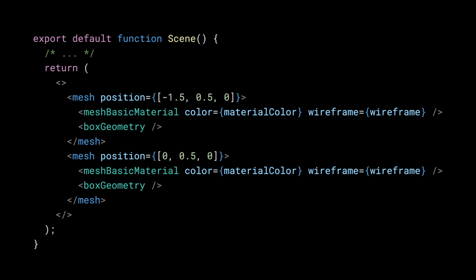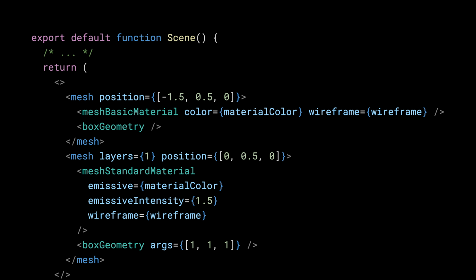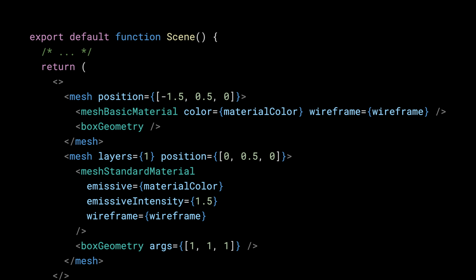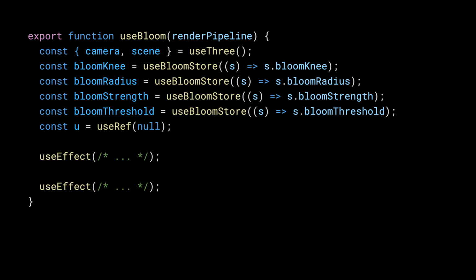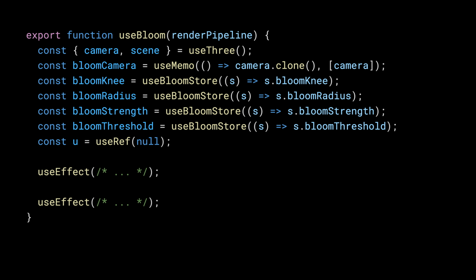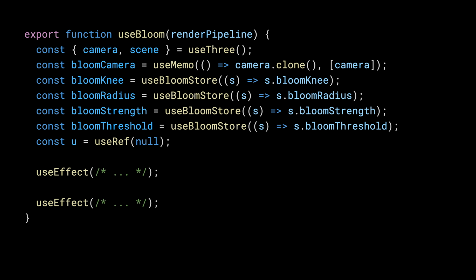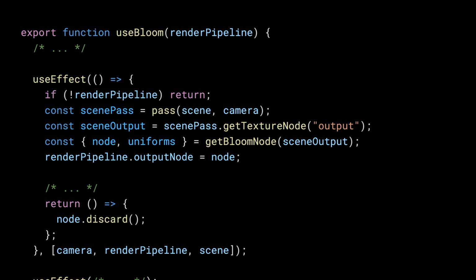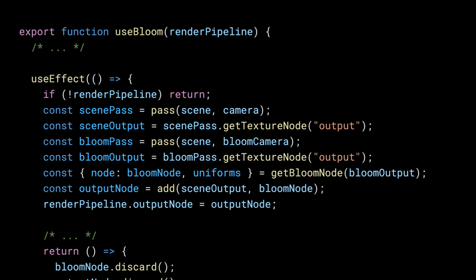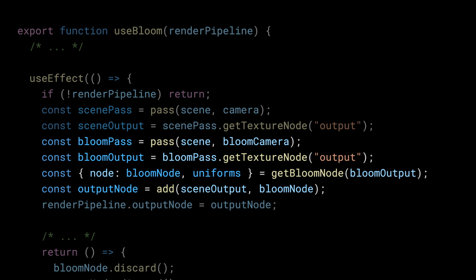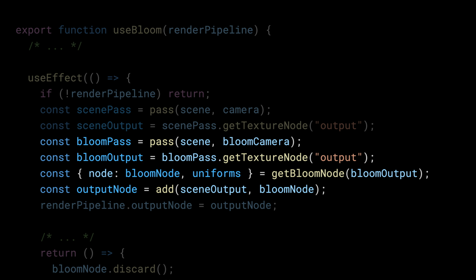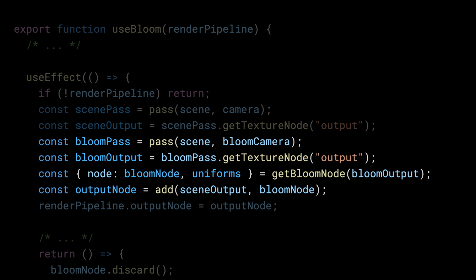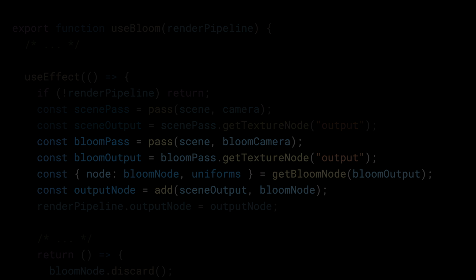We start by placing one object on a separate layer. We're going to treat layer 1 as the bloom layer. Then we create a second camera by cloning the default one. Our goal is to make it so that it only sees the bloom layer. We use the pass node again to take the output of this second camera and pass it to the bloom node. We take the output of this operation and add it to our original scene texture to get the result that we're looking for. But we still need to configure the camera.